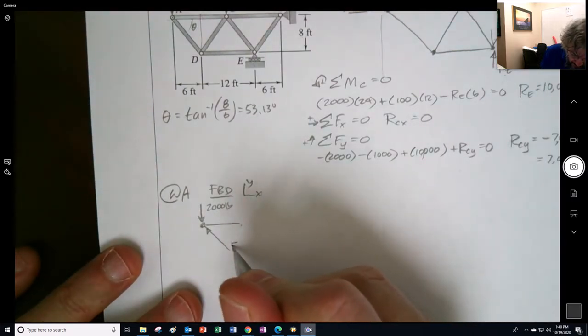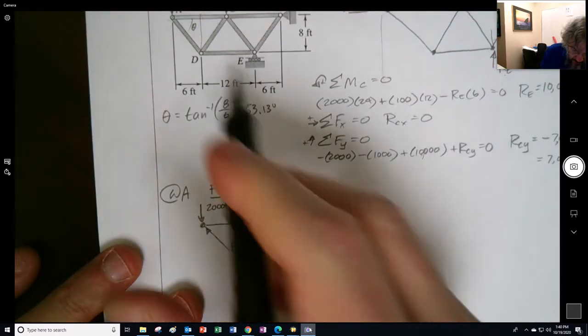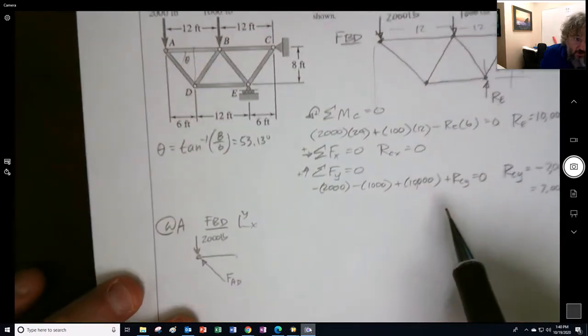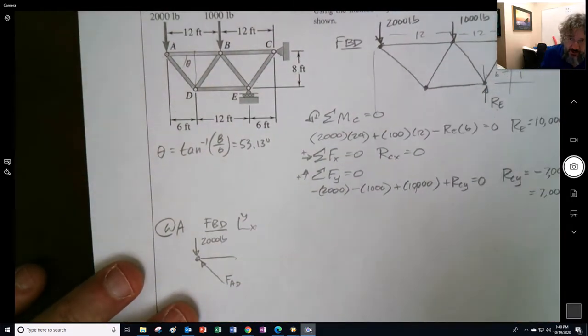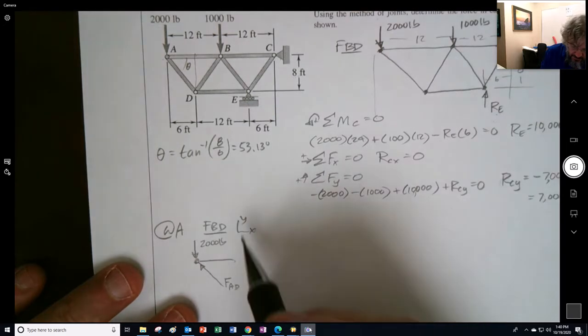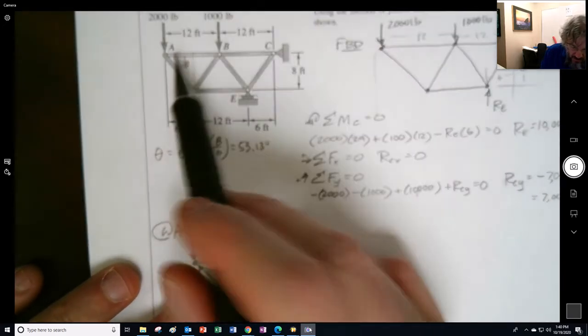And I'm going to label this as FAD. I just go alphabetical order. I don't bother deciding, oh, this one's going in that direction or that direction. Just generically, I'll go alphabetical order when it comes to subscripts. And so then we're going to have FAB.